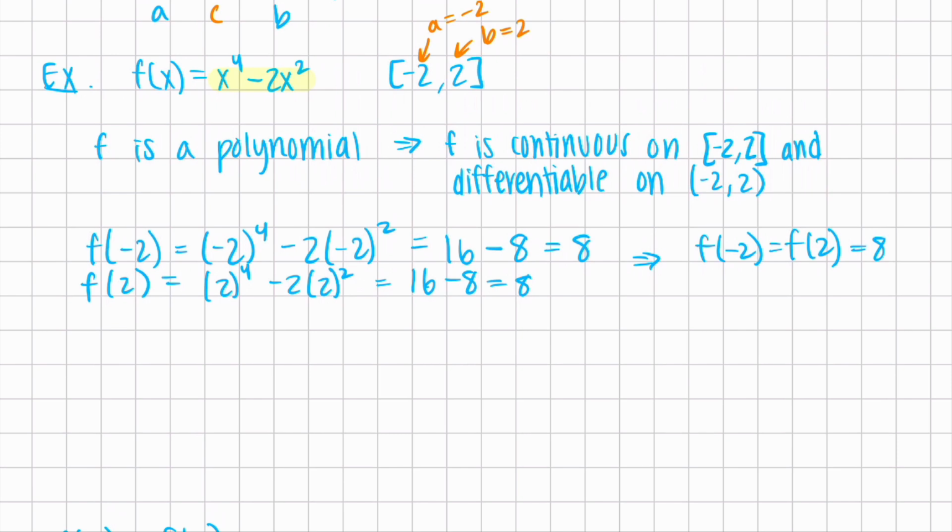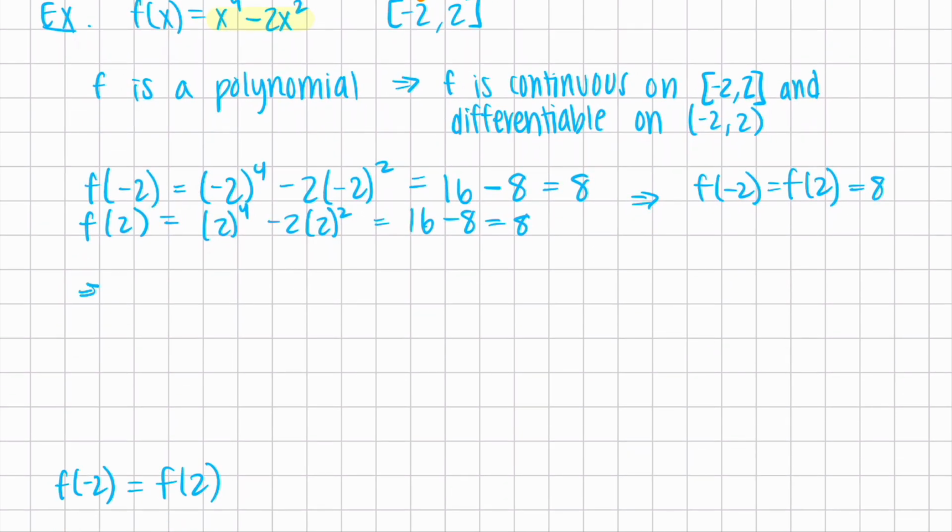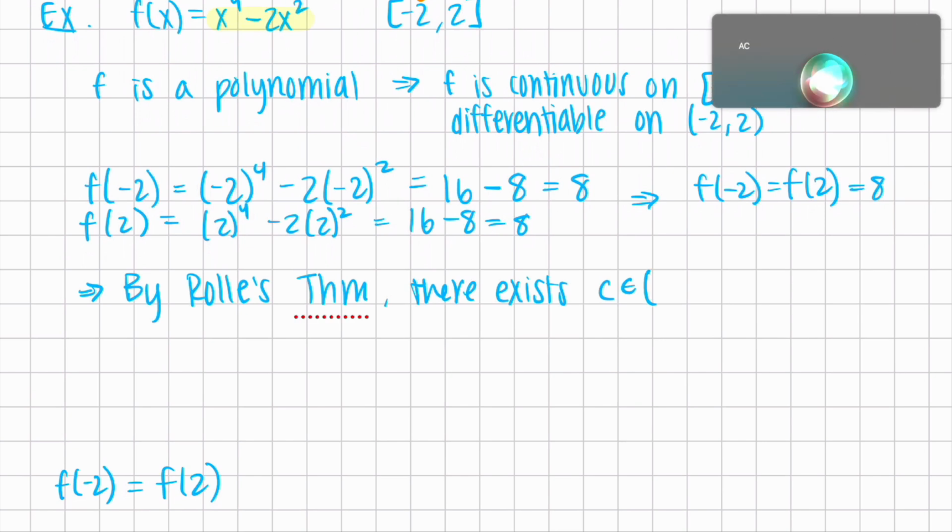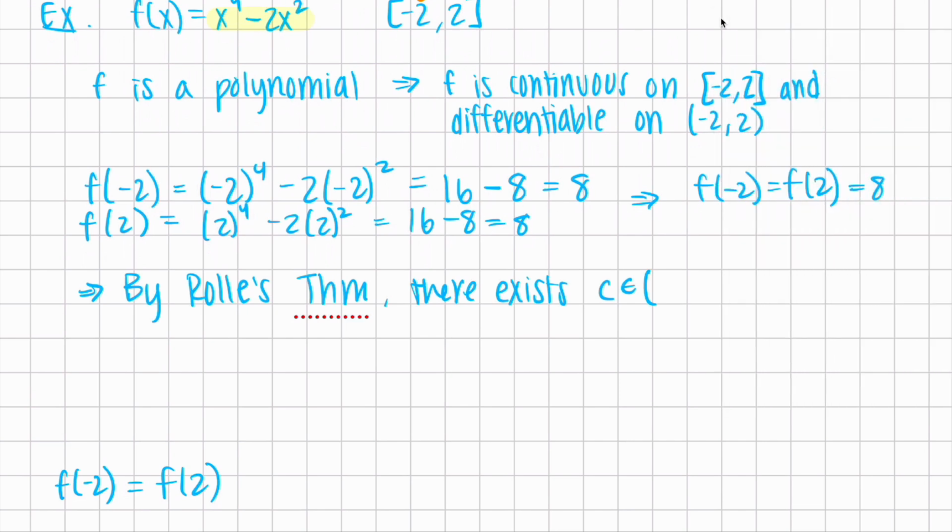So these are the conditions I need to check for Rolle's theorem. So I'm going to say, therefore, by Rolle's theorem, there exists a c in the interval such that f prime of c equals 0.